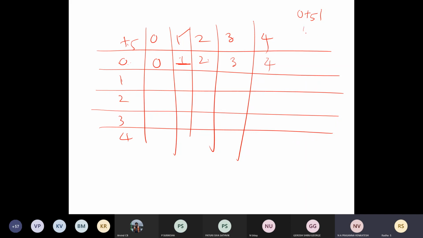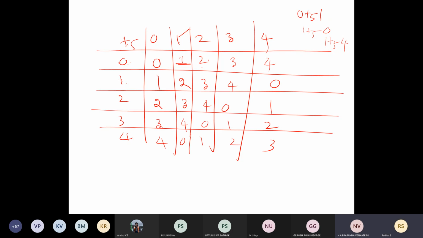1 addition modulo 5, 0 is 1. 1 addition modulo 5, 1 is 2. 1 addition modulo 5, 2, what is that? 3. 1 addition modulo 5, 3 is 4. 1 addition modulo 5, 4, what is this value? 0. So shall we complete this directly? Shall I write 2, 3, 4, 0, 1. So 3, 4, 0, 1, 2. 4, 0, 1, 2, 3.